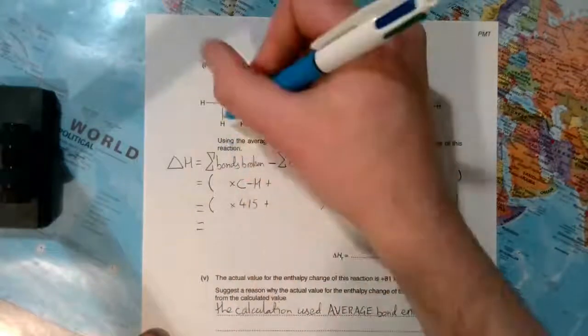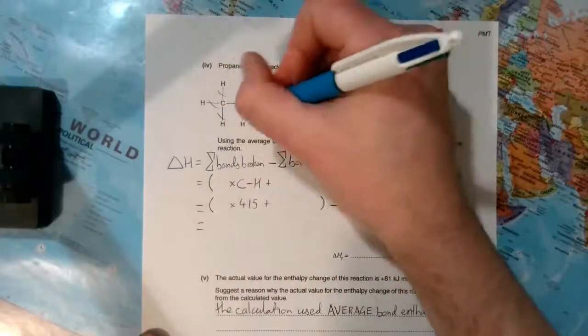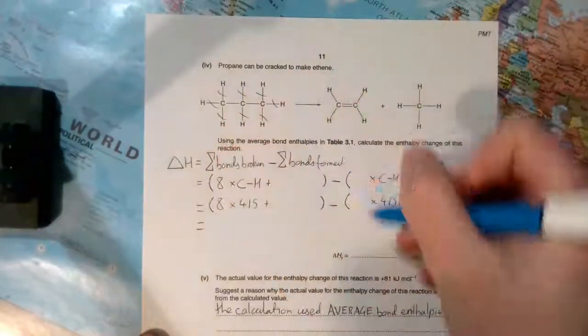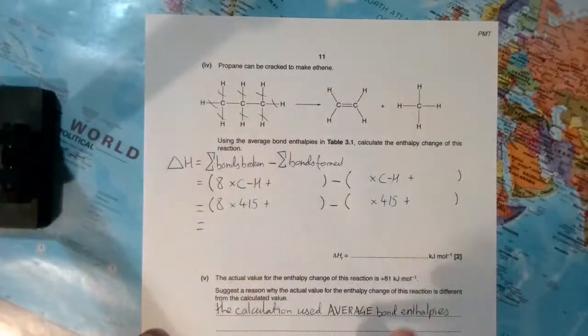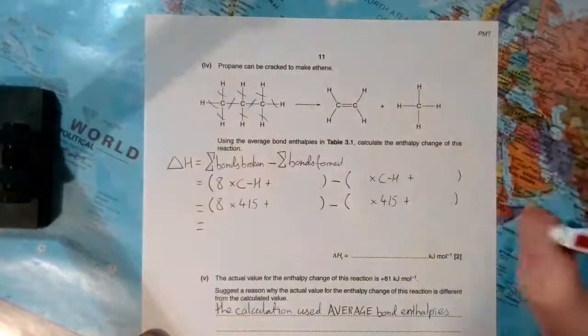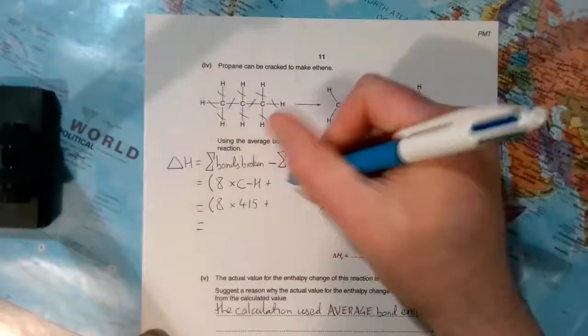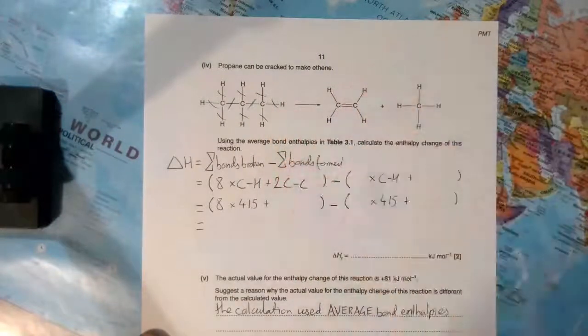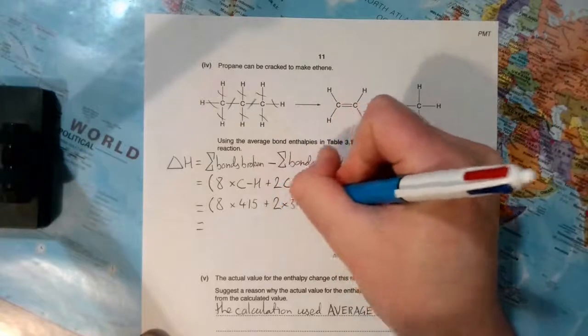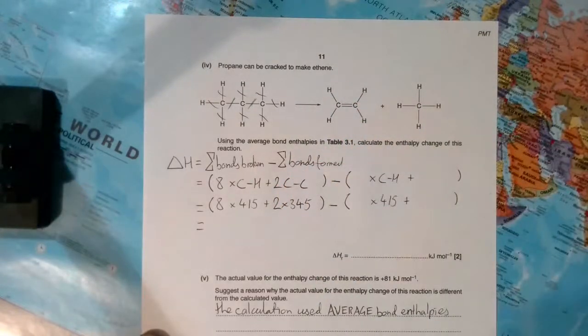You've got the CH's here, and I would go through and cross them off. There are 8 of them. And then the bit that if you don't check the molecule you might forget, I'm doing a different colour. Look at that, 21st century learning. There are 2 carbon-carbon single bonds. You need to make sure that you remember them. So that's 2 times 345, taking my numbers from over the page. I haven't learned all of these yet.